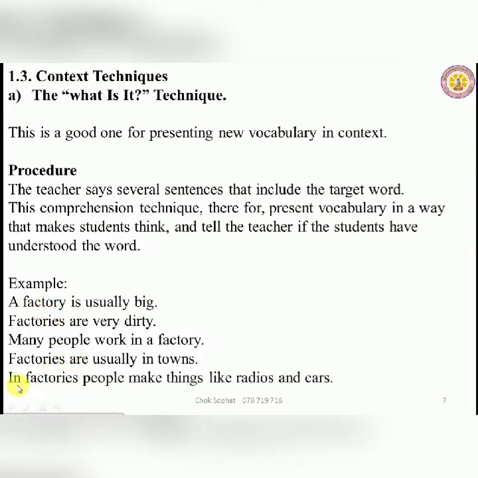Okay, in a factory people make things like a radio, a car, for example, we can say clothes, something like that. Shoes. This is the technique to present the vocabulary, for example the word factory.